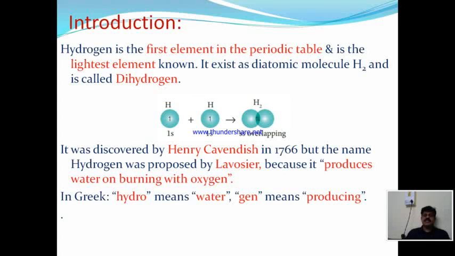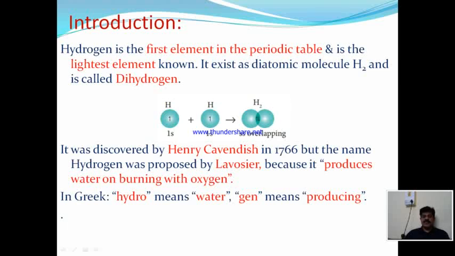Children, hydrogen is the first element in the modern periodic table and is the lightest element known. It exists as a diatomic molecule and hence it is called dihydrogen. Look at here in the picture, two atoms of hydrogen combine together to form a molecule of hydrogen. The atomicity of hydrogen molecule is found to be 2 and hence it is a diatomic molecule and is called dihydrogen.